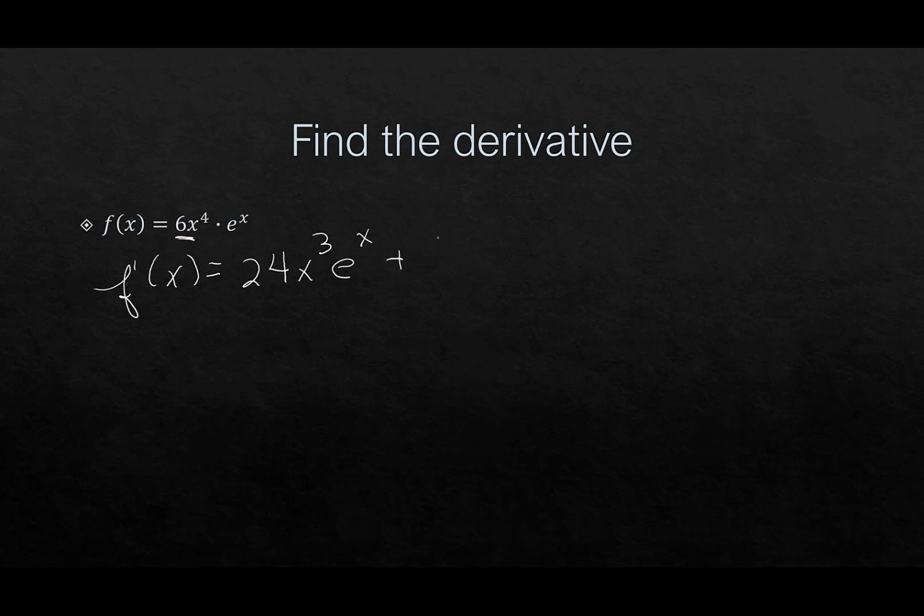The second time through, I keep 6x to the 4th, and I take the derivative of e to the x, which is just e to the x. So you see no change between those two terms, between the function and the function's derivative. But that's okay, that's what's supposed to happen.